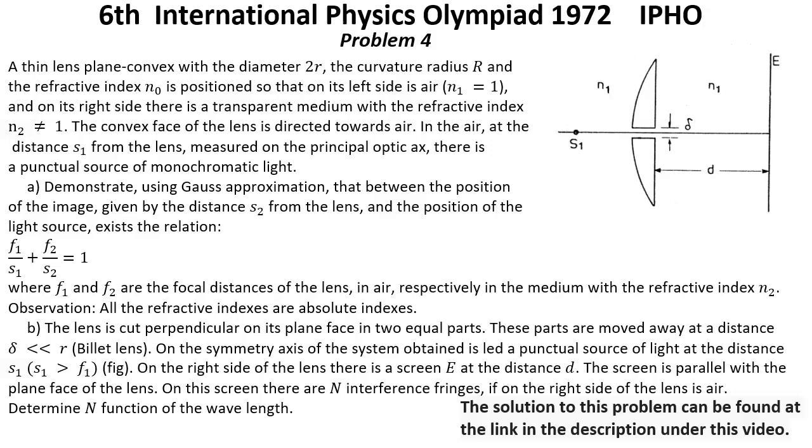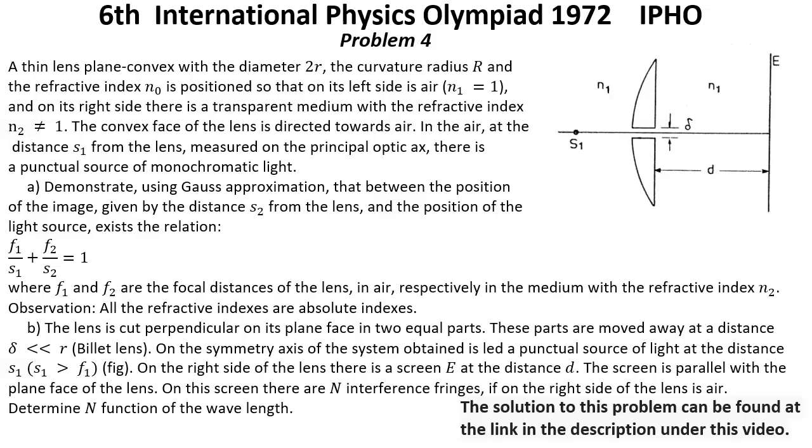A thin plano-convex lens with diameter 2r, curvature radius R, and refractive index n0 is positioned so that on its left side is air, n1 equal 1, and on its right side there is a transparent medium with refractive index n2 not equal to 1. The convex face of the lens is directed towards the air. In the air, at a distance s1 from the lens measured on the principal optic axis, there is a punctual source of monochromatic light.